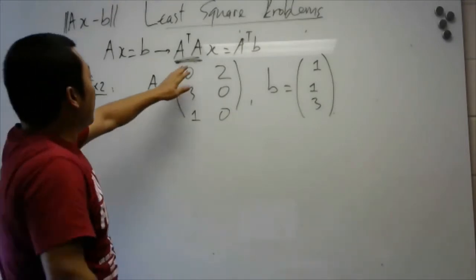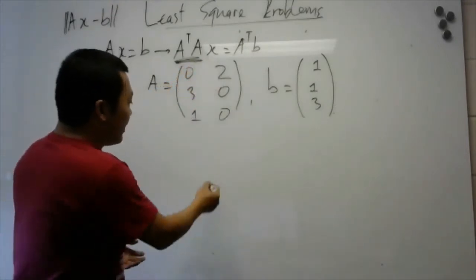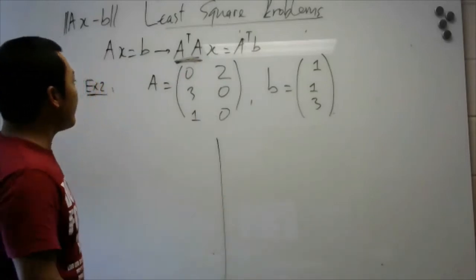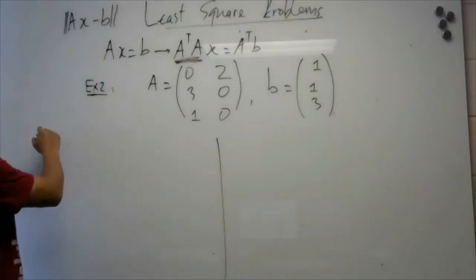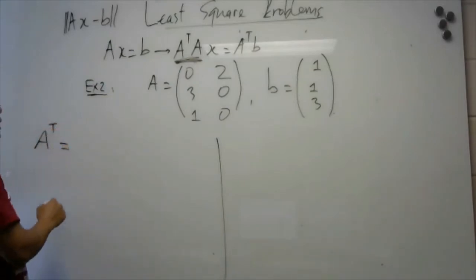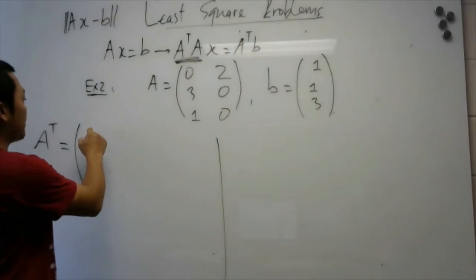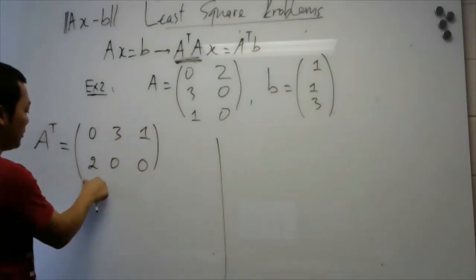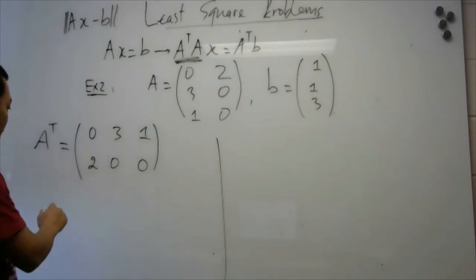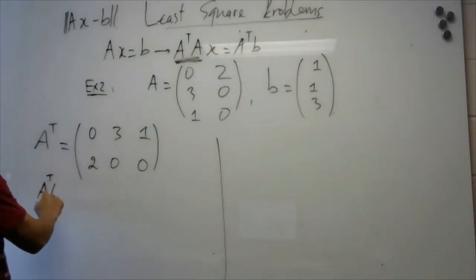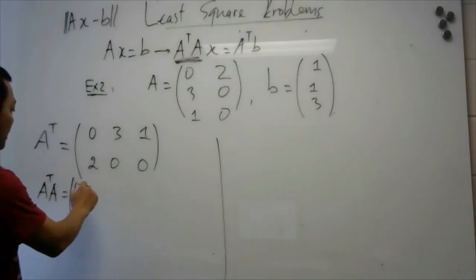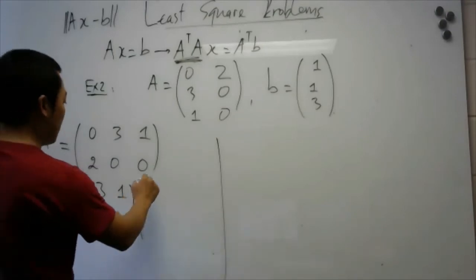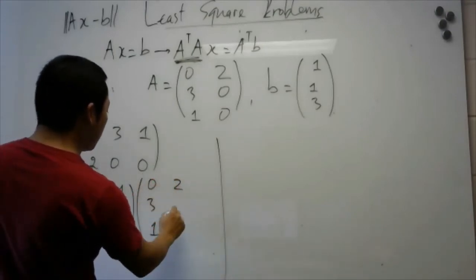So I think we can do that directly in here if you want. If you don't want, you can write steps like I did. So let's find A^T B. Let's find it. A^T B is 0, 3, 1, 2, 0, 0. Okay, and then find A^T A, just the product of this, 2, 0, 0, multiplied with 0, 2, 3, 1, 0, 0.